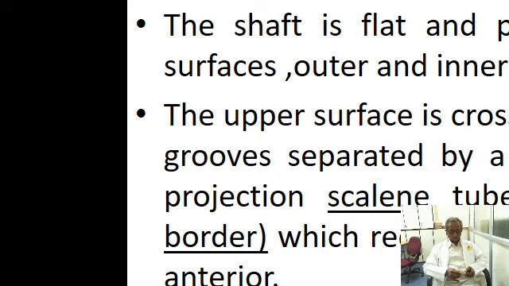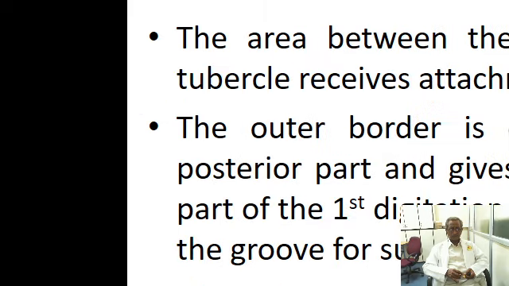See, here is the projection, which receives the attachment of scalenus anterior. The anterior groove lodges the subclavian vein, the posterior groove lodges the subclavian artery, and usually the lower trunk of the brachial plexus behind the artery. The area in front of the subclavian vein is rough and gives attachment to the costoclavicular ligament and subclavius muscle. Here we are shown in the figure the costoclavicular ligament and subclavius muscle.